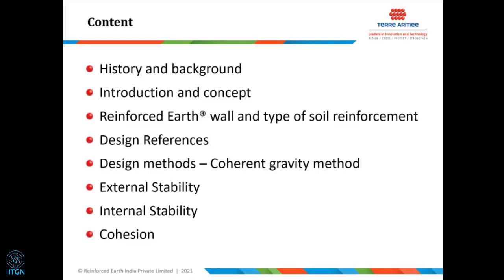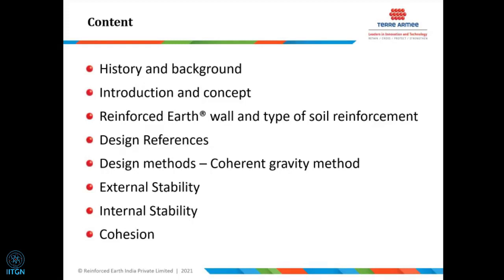I'm sure you all already know the subject, the background, but just to give a small recap, and then I will go into the main subject, starting with the type of reinforcement, details about reinforced wall, design references, how it started, then the design methods, how the coherent gravity method has evolved. It is the method which was developed maybe 60 years back, and we still follow the same method.